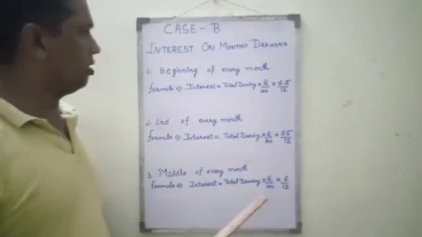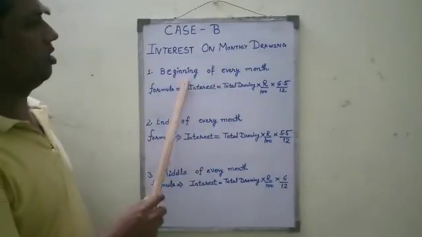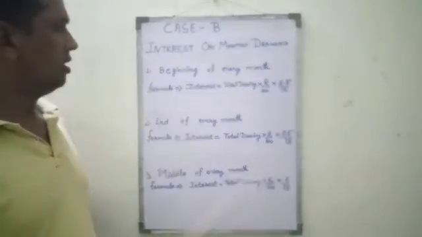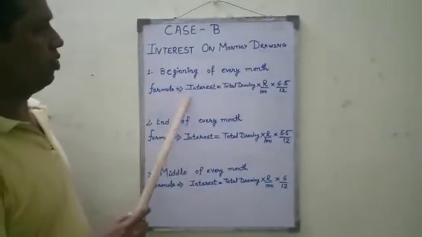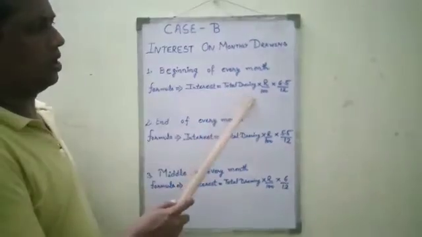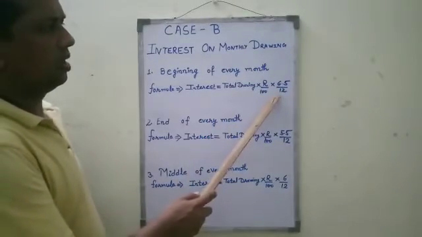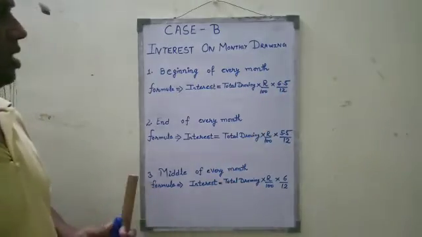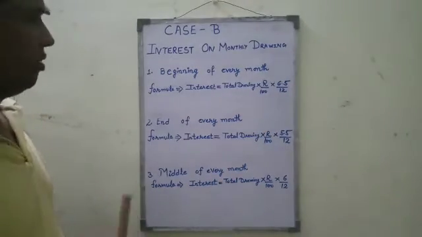When interest on monthly drawing is there, the first case is the beginning of every month. If the amount is withdrawn at the beginning of every month, then we use the formula: interest is equal to total drawing into rate upon 100 into time. Time is to be 6.5 by 12. How is the time calculated?